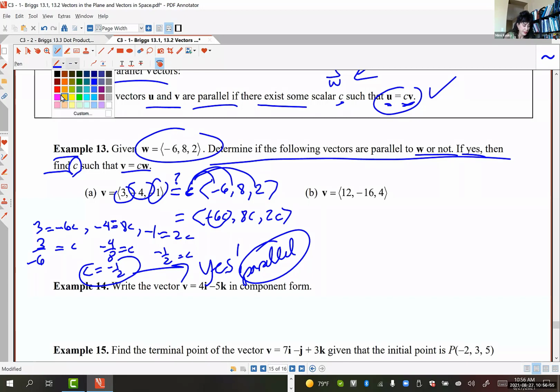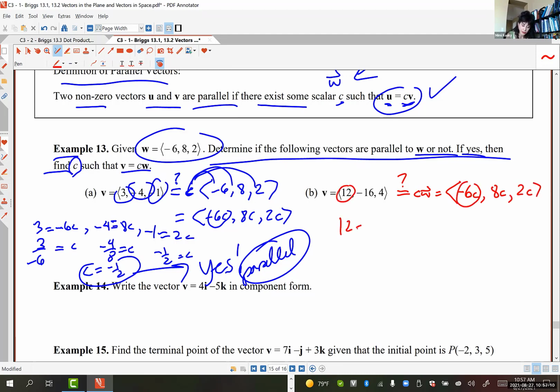Is that parallel to W? I don't know. Does he look like he's going to equal CW, which was negative 6C, 8C, 2C? And again, you'll equate components, and solve for C 3 times, and reduce.